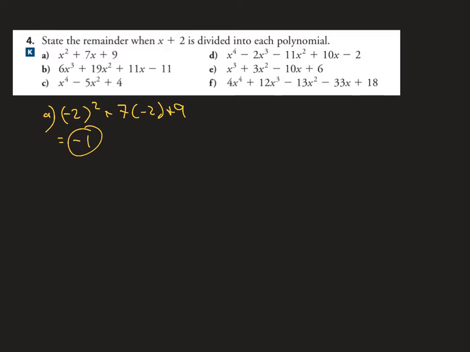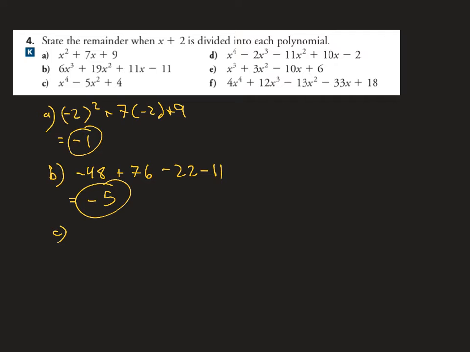That's for part A. Part B, -2 times -2 times, so -8, -48. 4 times 20 is 80, so 76. Minus 22 minus 11, and that's going to be 70, 81, so -5.